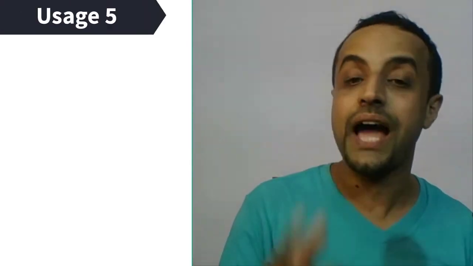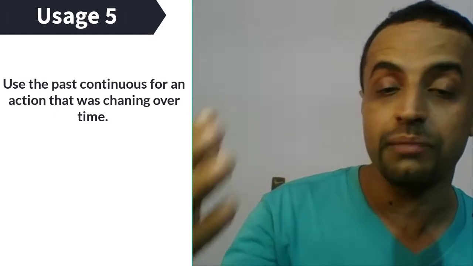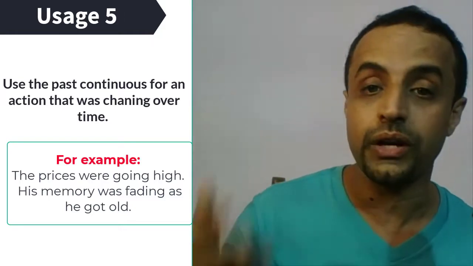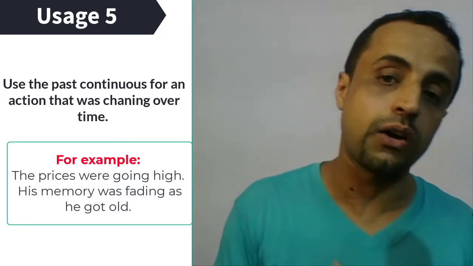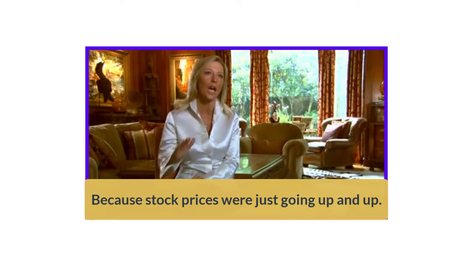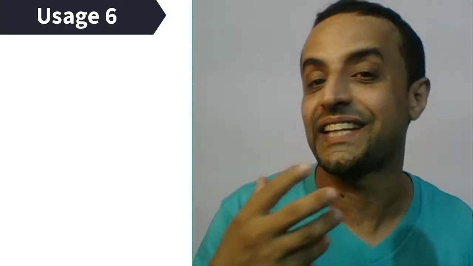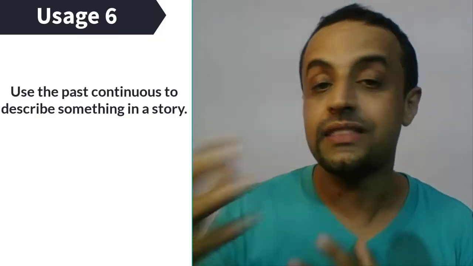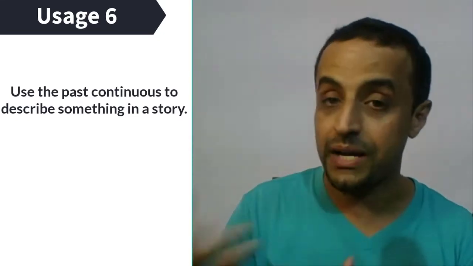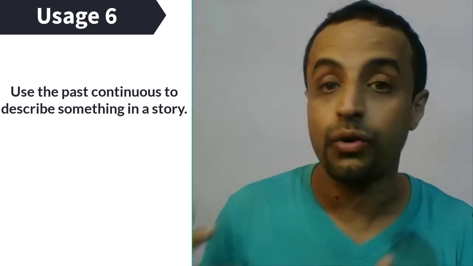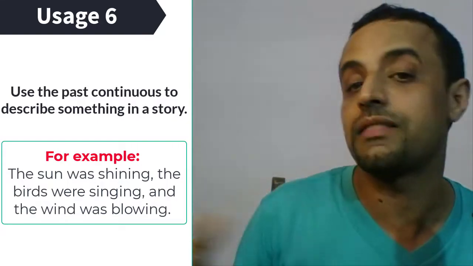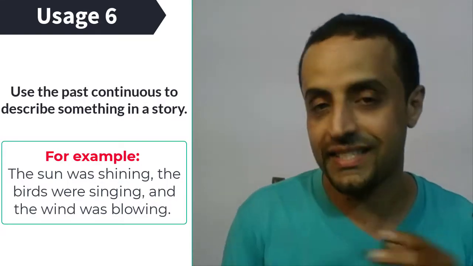The fifth usage of the past continuous tense, you use the past continuous tense if you want to talk about an action that was changing over time. For example, the prices were going high and his memory was fading as he got old. Because stock prices were just going up and up and up. The sixth usage of the past continuous tense, you can use the past continuous tense when you are describing a story in the past tense. For example, you are describing an event or a scene. You say, the sun was shining, the birds were singing, and the wind was blowing. All that in the past continuous tense.